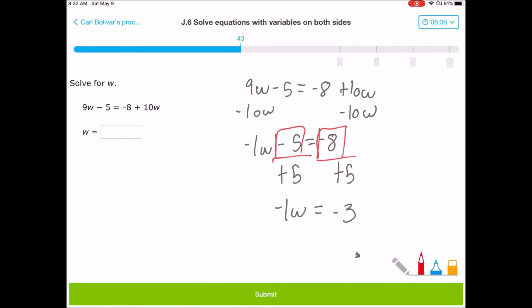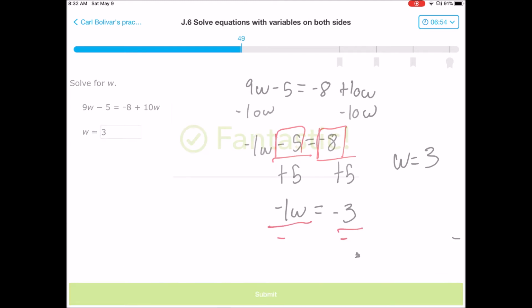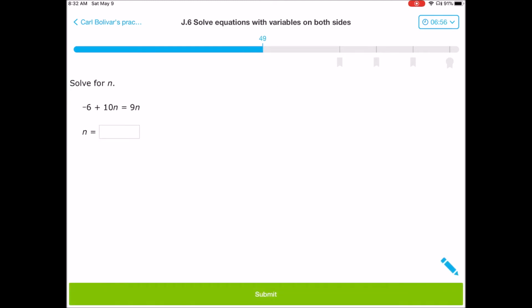Now divide each side by -1, or divide each side by negative, and we will get w is equal to negative times negative is positive, so 3. Our answer is 3. Amazing, great. Now we have this problem here. Let's write it out first. -6 plus 10n is equal to 9n.